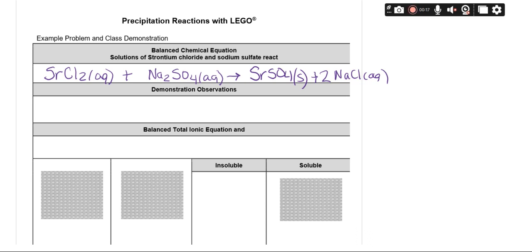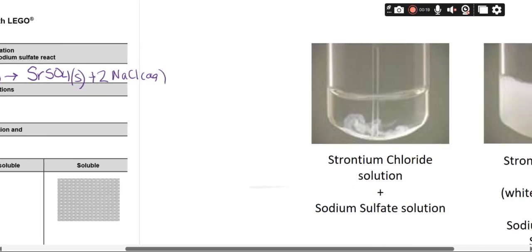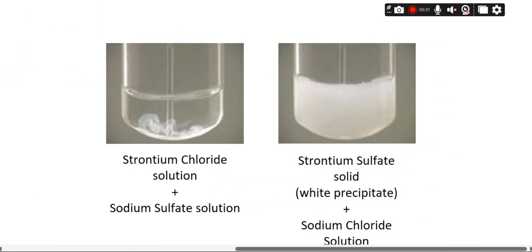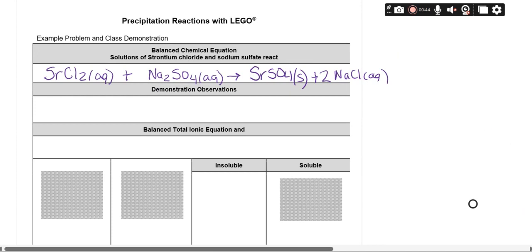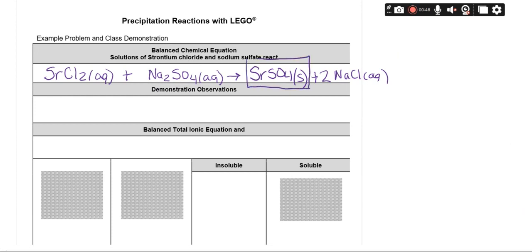If you were to actually see these two solutions combined together, initially you have two clear and colorless solutions. Once they are mixed together, you get a white precipitate. So that would be the strontium sulfate, that is the solid, that is the precipitate. What we want to know is what ions are actually involved in the formation of this precipitate right here.